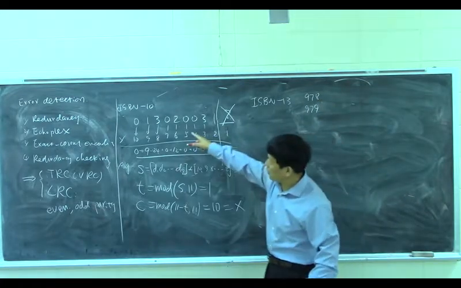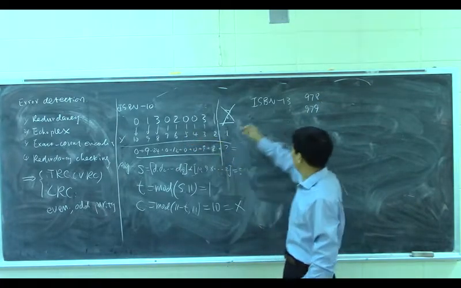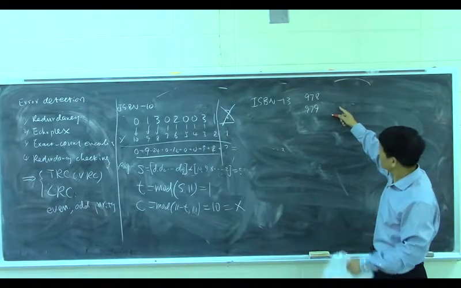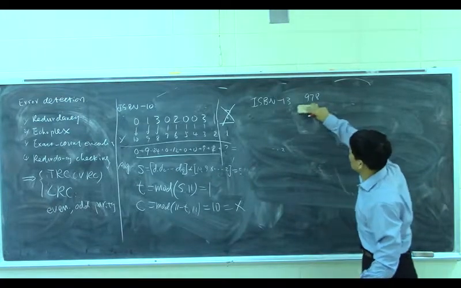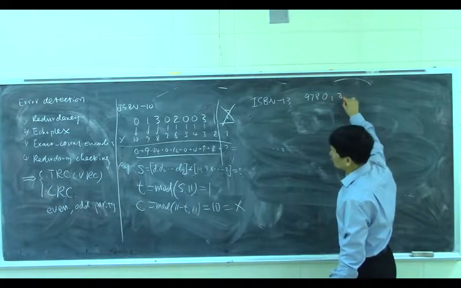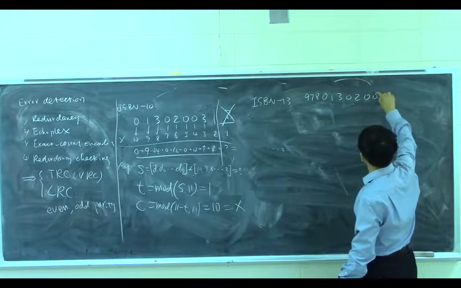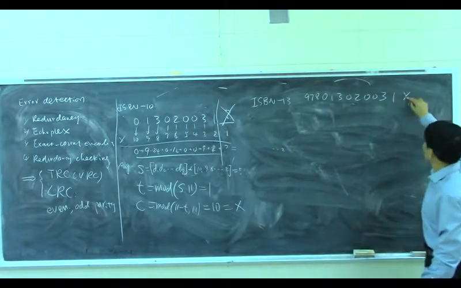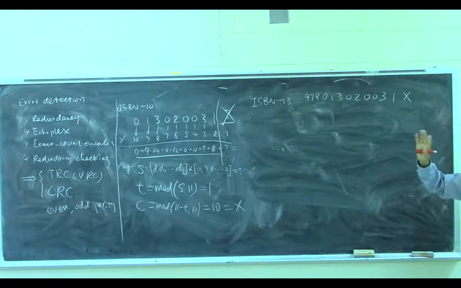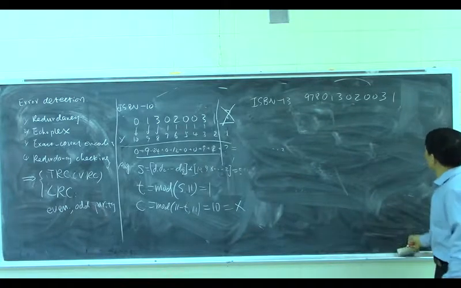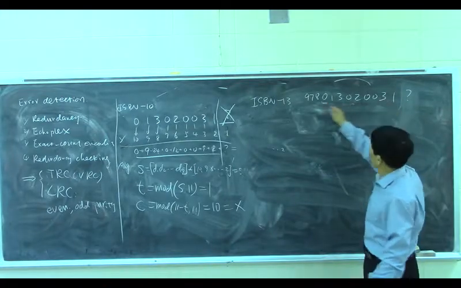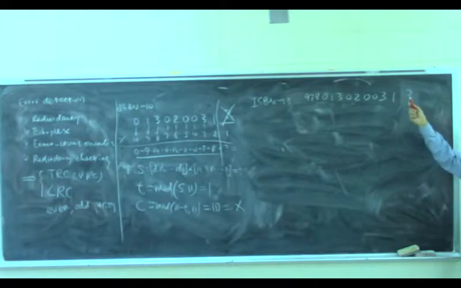For example, this textbook here, this is ISBN 10. ISBN 13 will be 978. Some use 979, but in this book, use 978. Then I will copy all the others, 0, 1, 3, 0, 2, 0, 0, 3, and 1. But this X, I don't use, because this one is the checking digit, I need to redetermine this. So this one, not here. Again, I need to determine this one. We have a 9 here, then we plus 3, so that's 12. Then we need to determine this checking digit.